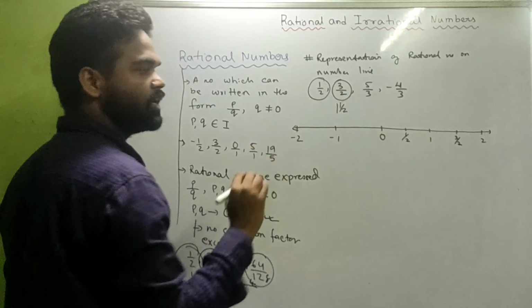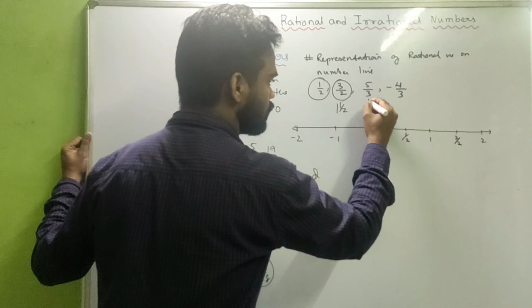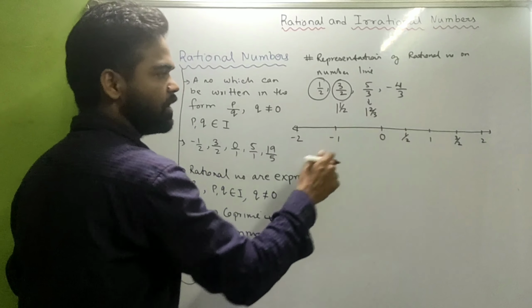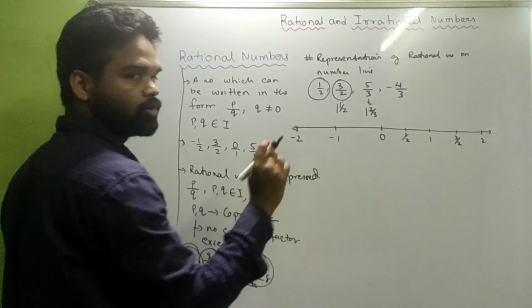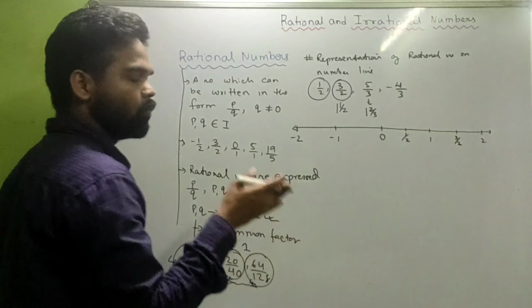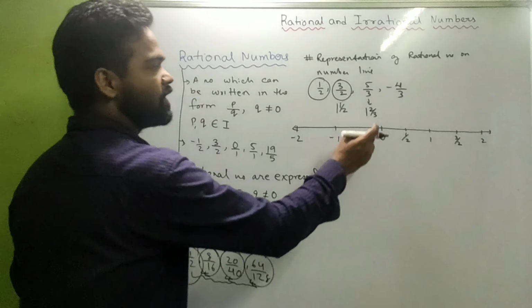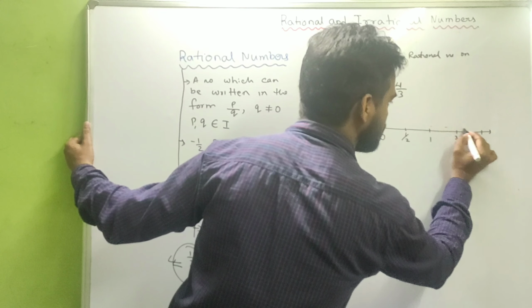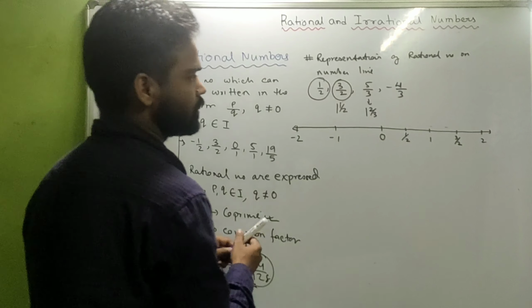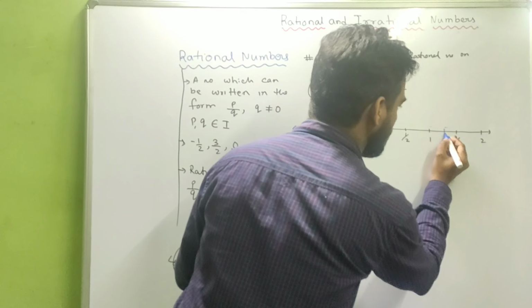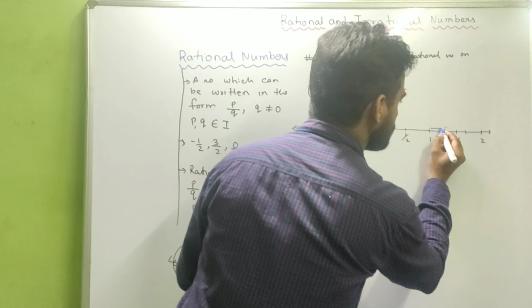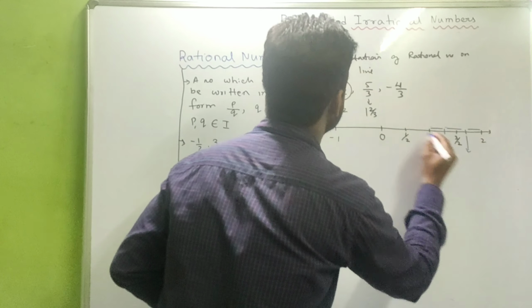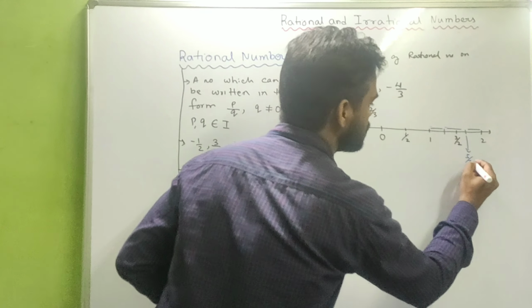Okay, 5 by 3. 5 by 3 means 1 and 2 by 3, which means this lies again between 1 and 2. 2 by 3 means between 1 and 2, we'll divide it into 3 parts, and the second part is 1 and 2 by 3. The entire thing over here, look at this, we'll divide into 3 parts. 1, 2, 3. See? 3 equal parts. Then this part is your 5 by 3, isn't it?